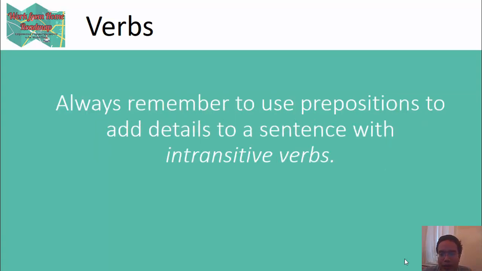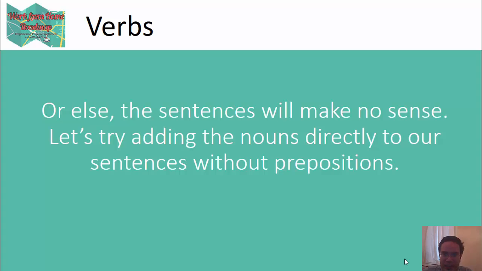Always remember to use prepositions to add details to a sentence with intransitive verbs, or else the sentences will make no sense. Let's try adding the nouns directly to our sentences without prepositions. So if you remember from our discussion on the functions of nouns, we had the object of prepositions, but the preposition is always required for the prepositional phrase.